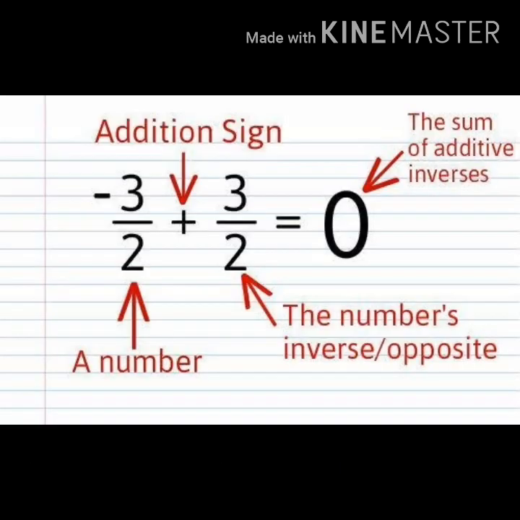Let's see another example. The number is minus 3 over 2. The inverse or opposite of minus 3 over 2 will be 3 over 2. And then we will add these two numbers and the answer that we have is 0. So minus 3 over 2 is the given number, 3 over 2 is the additive inverse and the answer that is 0 is the identity.